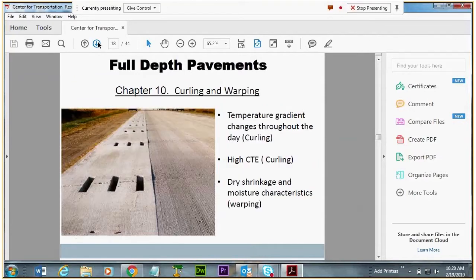Curling and warping, we're learning a lot about that through the years, for the last 5 or 6 years, I would say a great deal about it. It has to do with the temperature gradient changes during the day, typically associated with the curling, high coefficient of thermal expansion, and then the drying shrinkage and moisture characteristics resulting in some of the warping issues. Next slide.